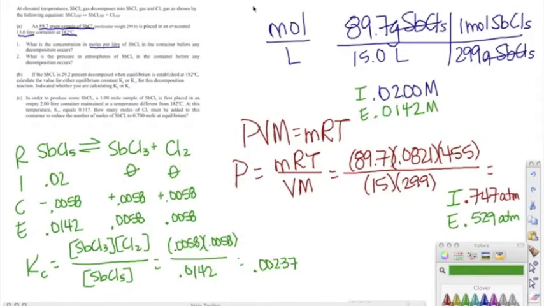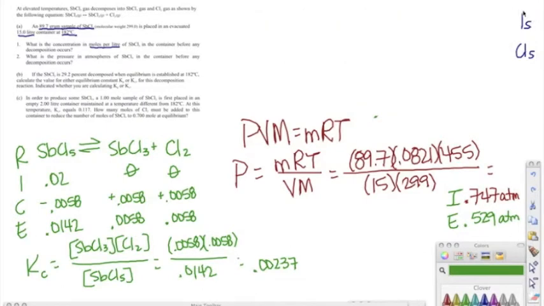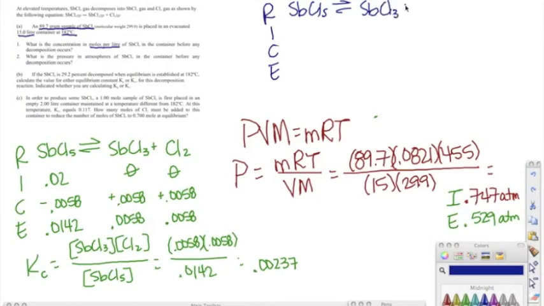And then I also said I was going to show you how to calculate Kp. So I'll do that up here. Okay, so switch colors. Set up the same thing, but this time instead of concentrations, I'm going to use pressures. So SbCl5, SbCl3, Cl2. My initial pressure was 0.747, and my initial pressure of products was 0 because no reaction had occurred.